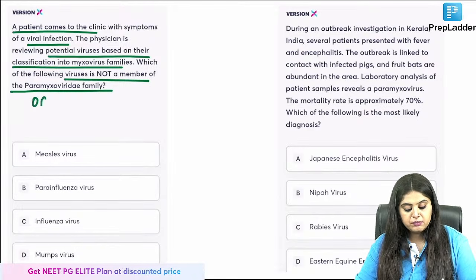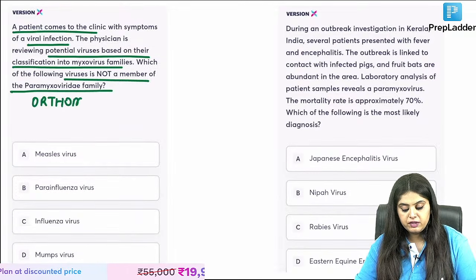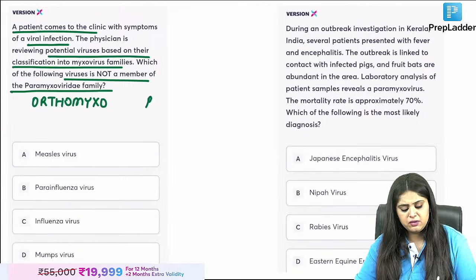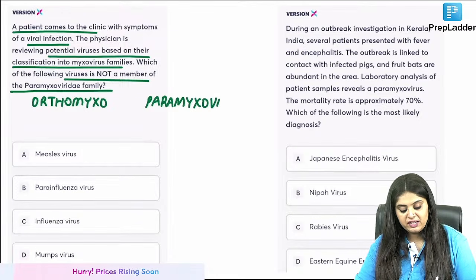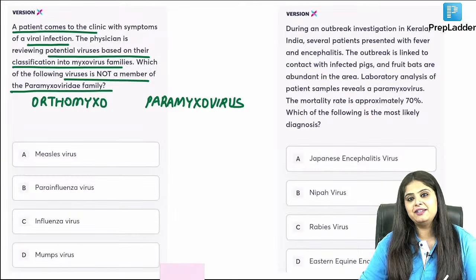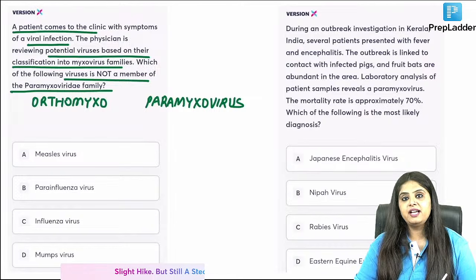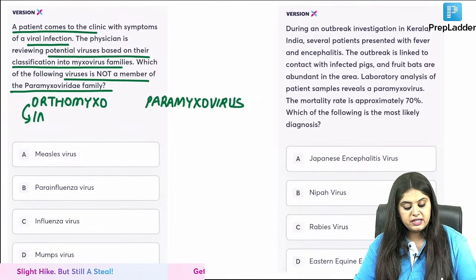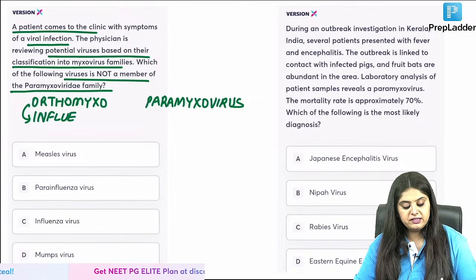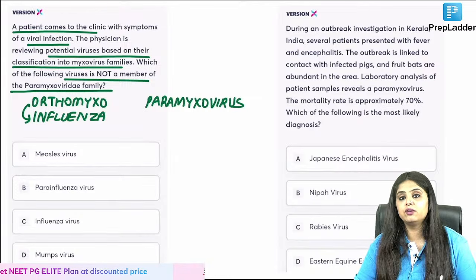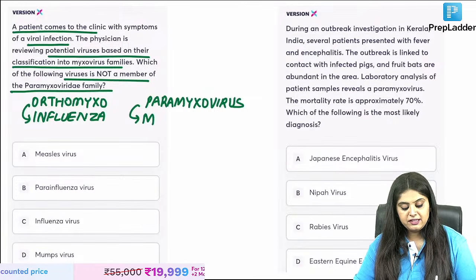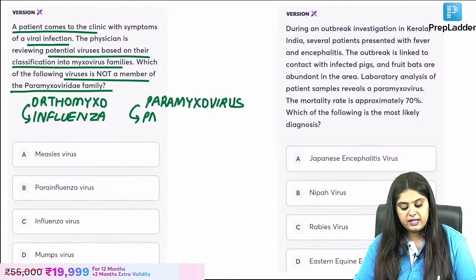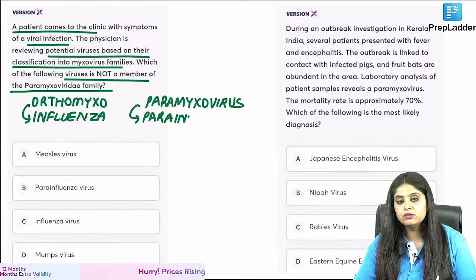So ma'am, myxovirus has two families. One is known as Orthomyxoviridae, and I think, sorry, I have exceeded the time, but we are now left with 5 slides. Okay, so Orthomyxoviridae and Paramyxoviridae. Orthomyxoviridae is going to be what? It is going to be the influenza one, influenza A, B, C and all of that. Paramyxoviridae has, obviously ma'am, if influenza was there, then para-influenza must be in the Paramyxoviridae family.